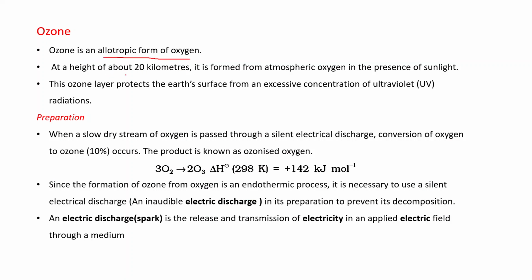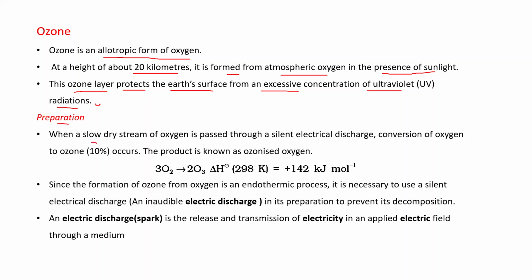At a height of about 20 kilometers, it is formed from atmospheric oxygen in the presence of sunlight. This ozone layer protects the Earth's surface from an excessive concentration of ultraviolet radiation. As we know, ultraviolet radiations are harmful for living organisms.